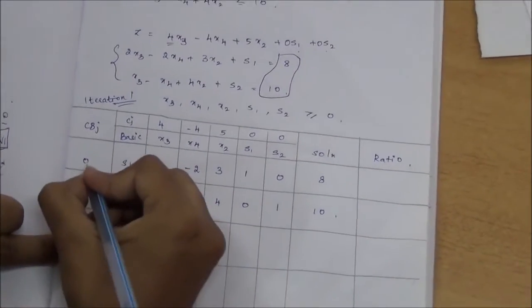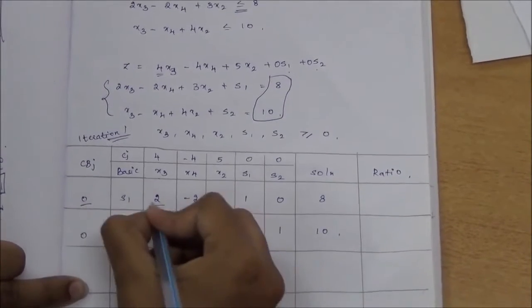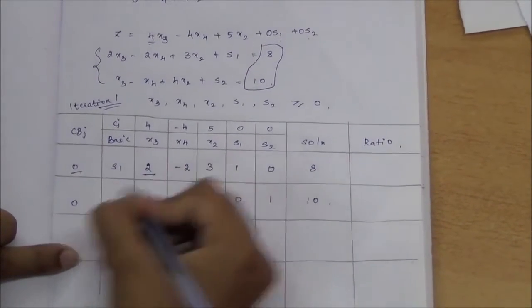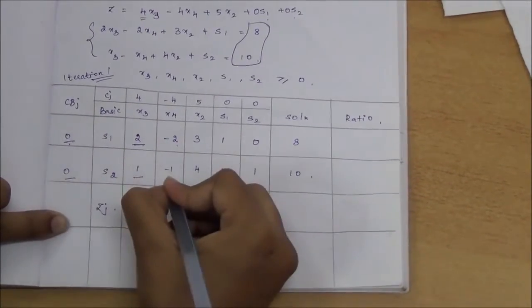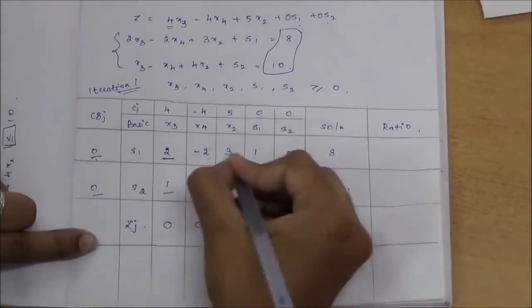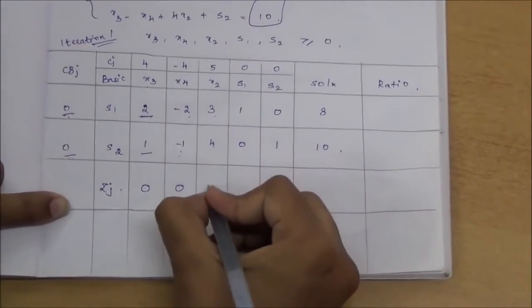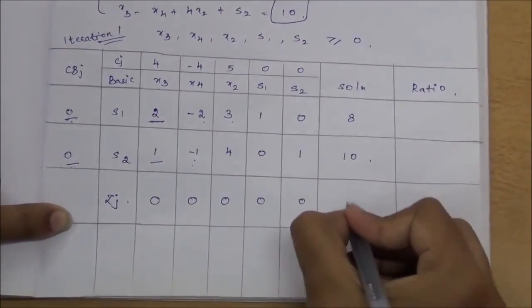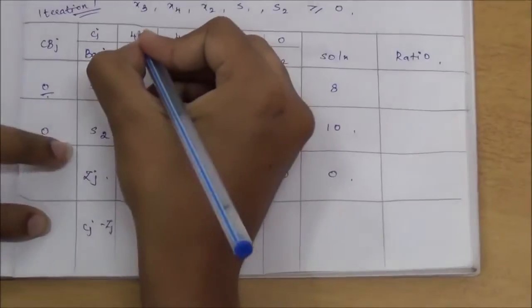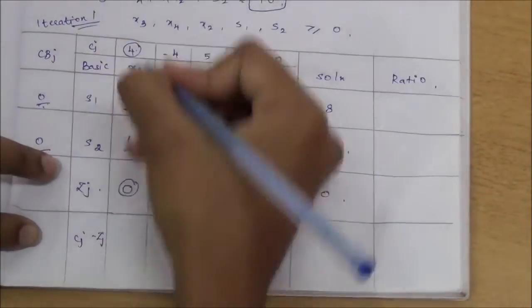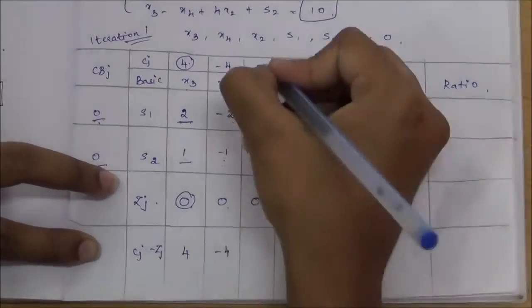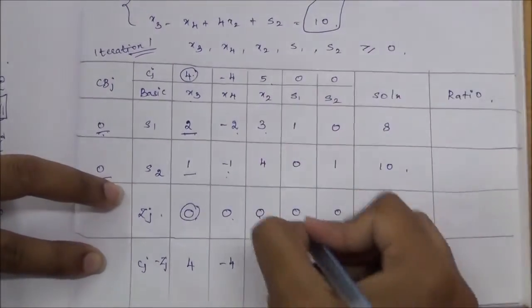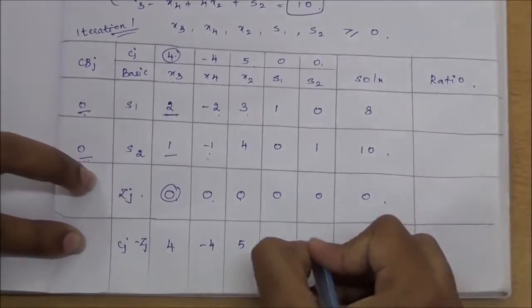In Zj, we have to multiply these values. So 0 into 2 plus 0 into 1 will give you 0. 0 into minus 2 plus 0 into minus 1 will give 0. 0 into 3 plus 0 into 4 will give 0, and similarly all the variables will have 0. For Cj minus Zj, we have to subtract these values. So 4 minus 0 will be 4, minus 4 minus 0 will be minus 4, 5 minus 0 will be 5, 0 minus 0 will be 0, and 0 minus 0 will be 0.